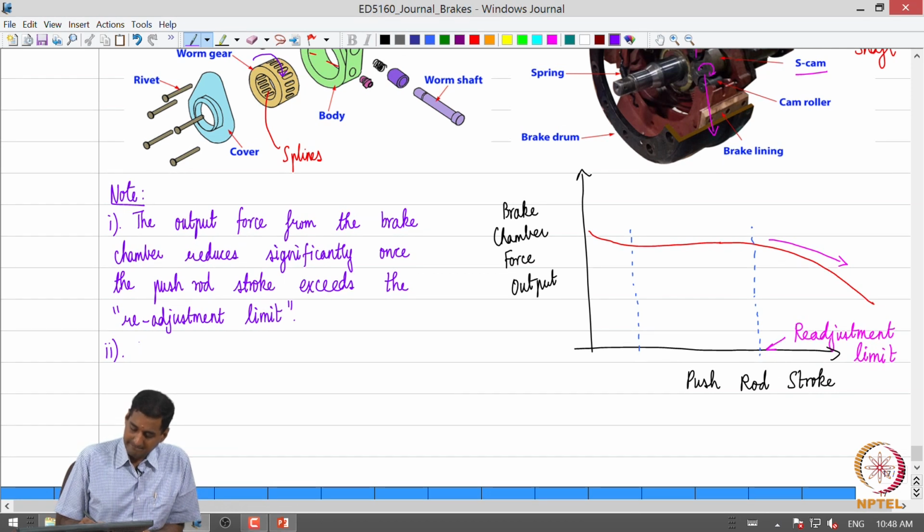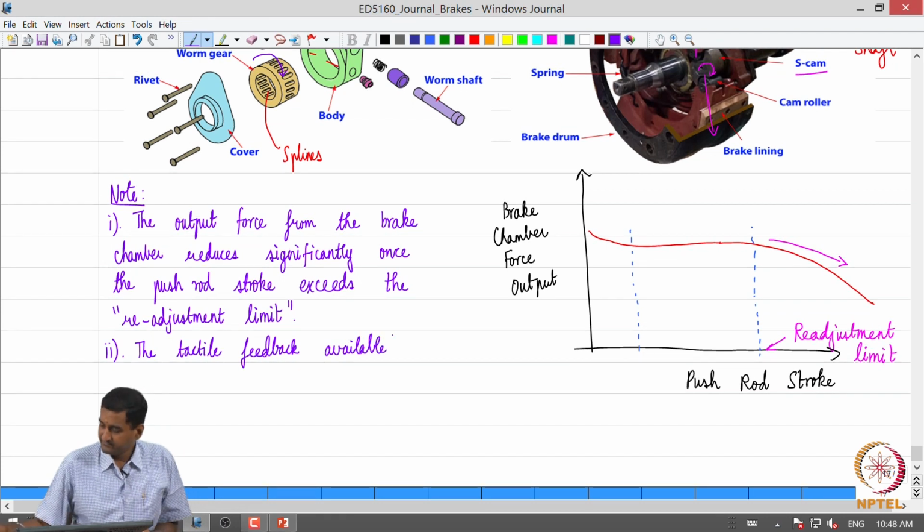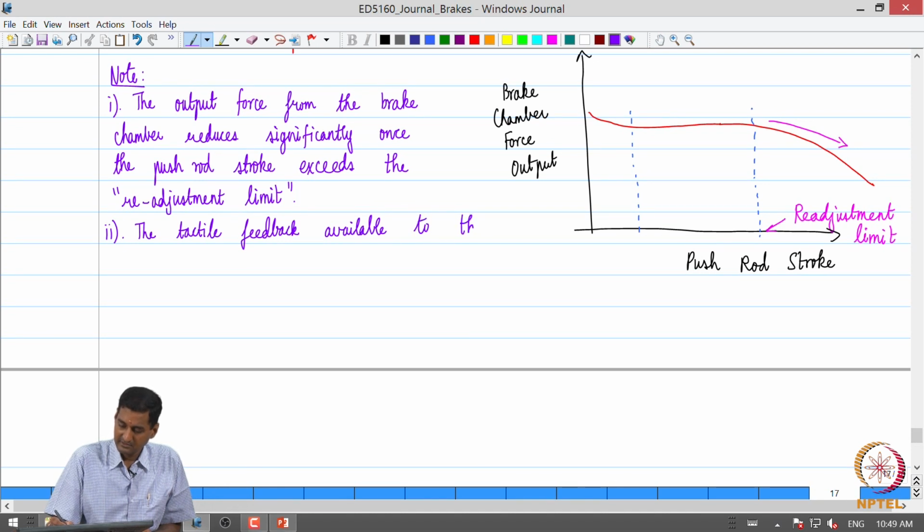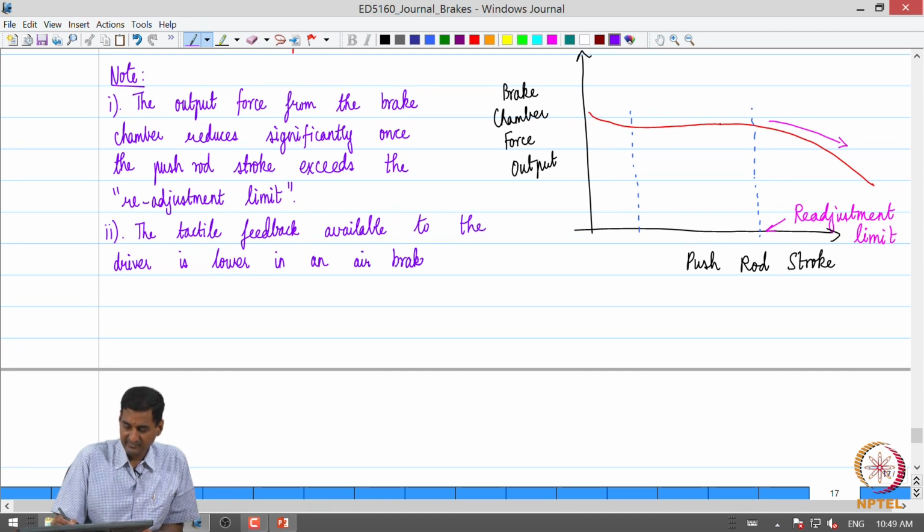So the tactile feedback available to the driver is lower in an air brake system in the presence of a leak.